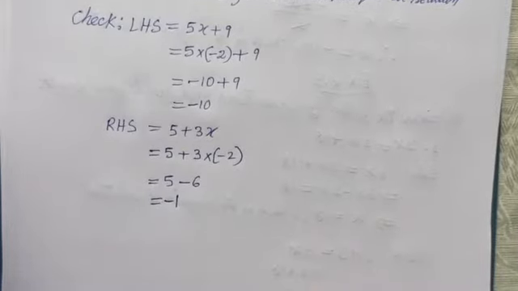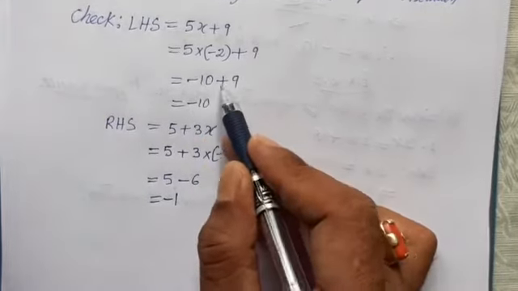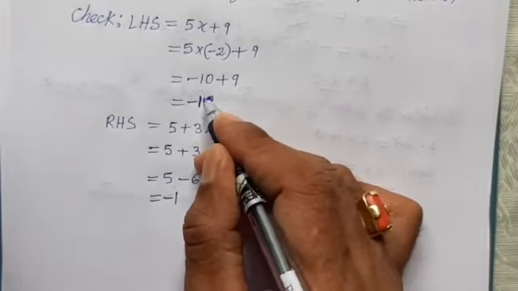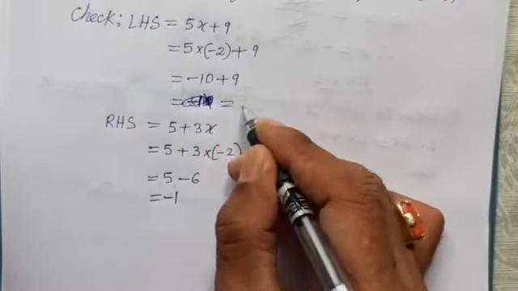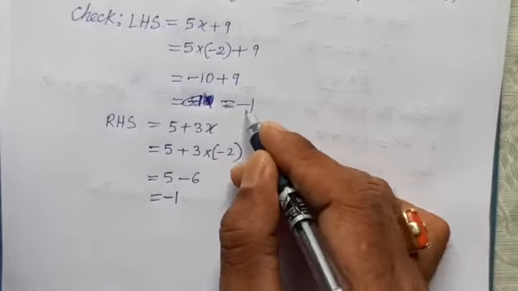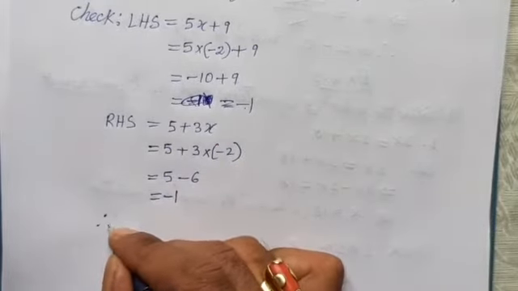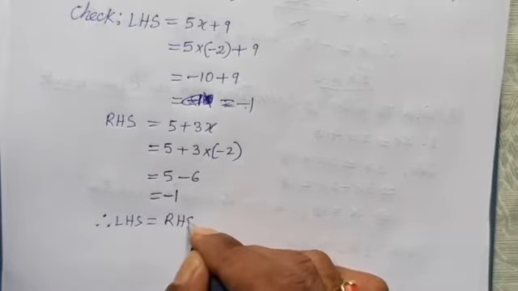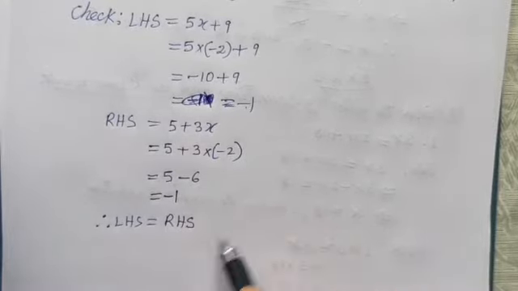Here I make one mistake. Minus 10 plus 9 is actually minus 1. So this should be minus 1. Minus 1 and minus 1 are equal. Therefore, left hand side is equal to right hand side. Here it is over. I hope you can understand this.